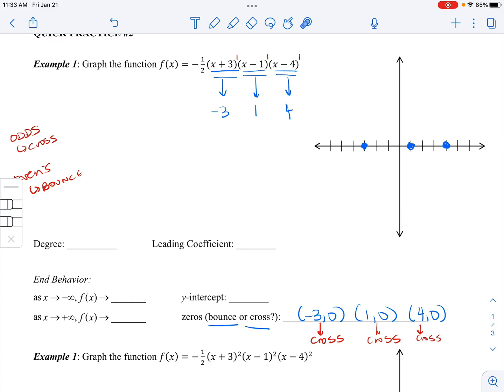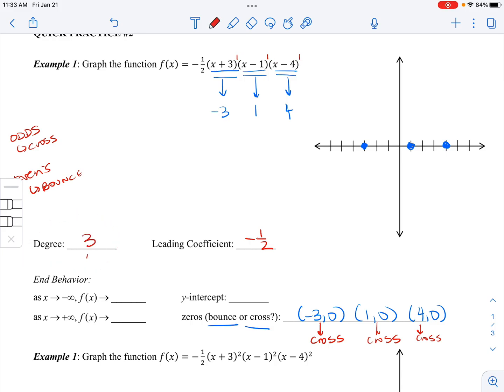Then I'm going to answer the degree and the coefficient. The leading coefficient is just the number out in front, lead like leader. Coefficient is the number in front, so that -1/2 is what we see. And then the degree is what happens when you add up all the exponents. The degree is the whole thing, 1, 2, 3.